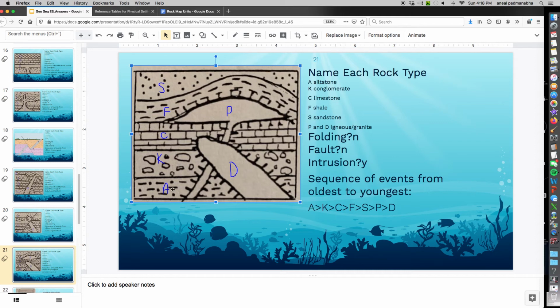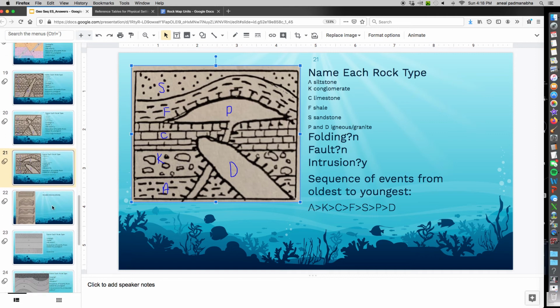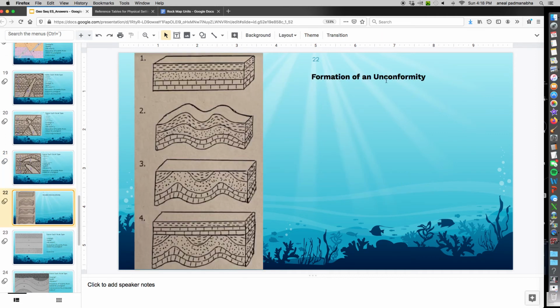So what I'm shooting for in this one is A, K, C, F, S, and then P came through. And it has contact metamorphism, all the stuff right here. And then D is the last thing to come through. Cross-cutting relationships: if it crosses in front of it or on top of it, it's one of the last things to happen in all of this. So again, there are two possible answers you could have there. And you'll find that from here on, from time to time, there'll be some different answers. An unconformity. I've asked you to look up and read some stuff in your red review book about an unconformity.